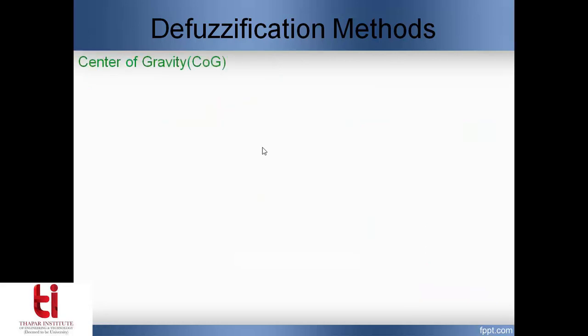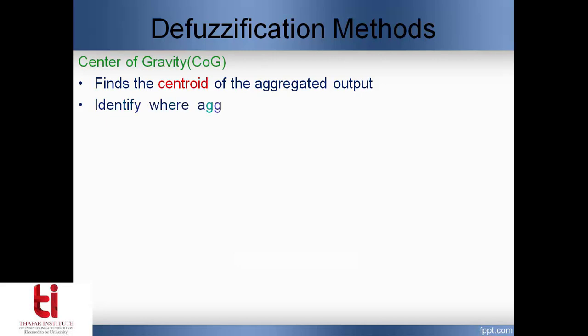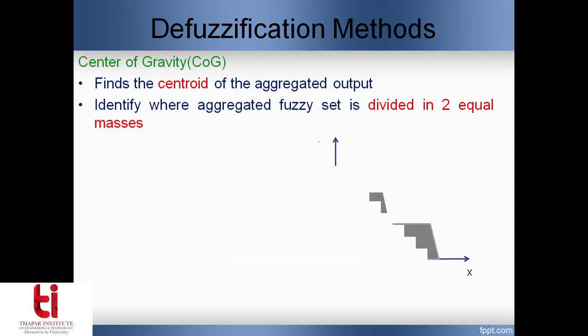Next we come to the center of gravity, or the centroid method. This is one of the most commonly used and preferred methods for defuzzification, in which the centroid of the aggregated output is found. It is also known as the centroid of area, where you are trying to divide your aggregated fuzzy set into two equal masses. So the mass by weight is going to be divided.